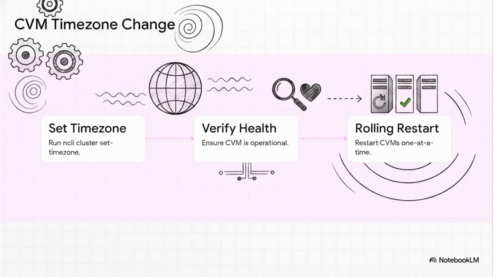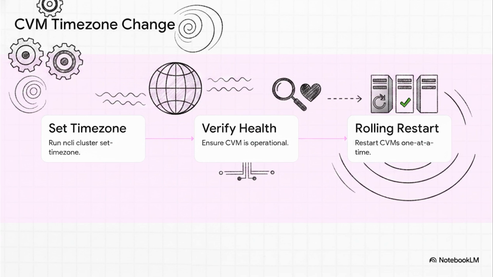Right, for our next concrete example, let's look at cluster time synchronization. It is incredibly important that your cluster time is perfectly correct. Why? Because in a highly distributed system, time drift is exceptionally dangerous. Core components, like the Cassandra ring that tracks your metadata, rely on extremely strict timestamps just to maintain data consistency. So you configure this by logging into a CVM and using the Nutanix command-line interface to run ncli cluster set-timezone. But here is the absolutely critical part for the exam. After changing the time zone, you have to restart the CVMs to apply the change.